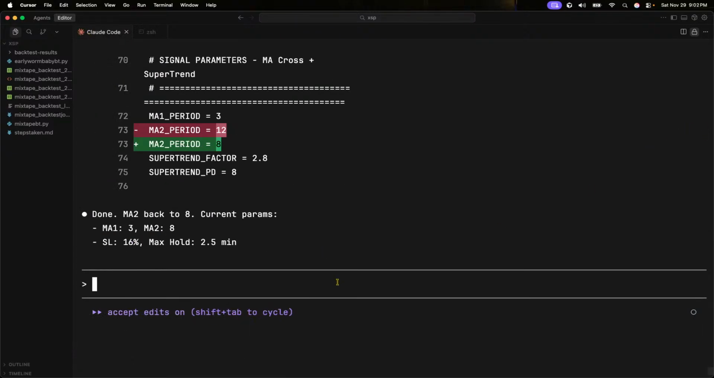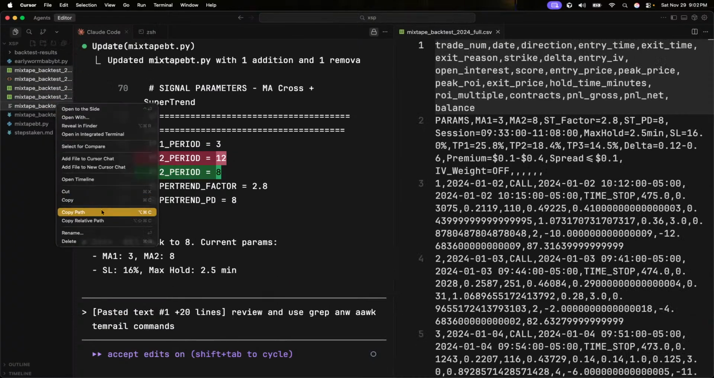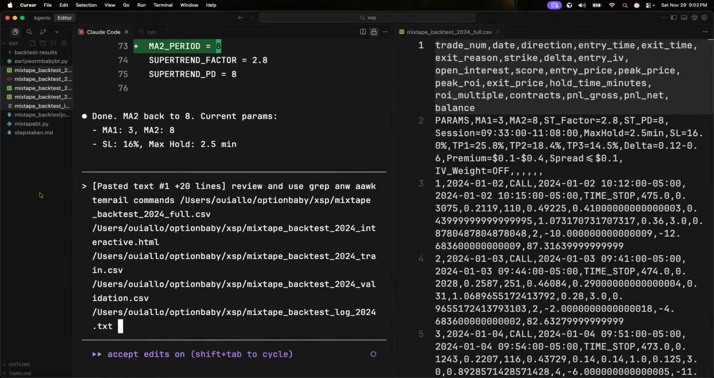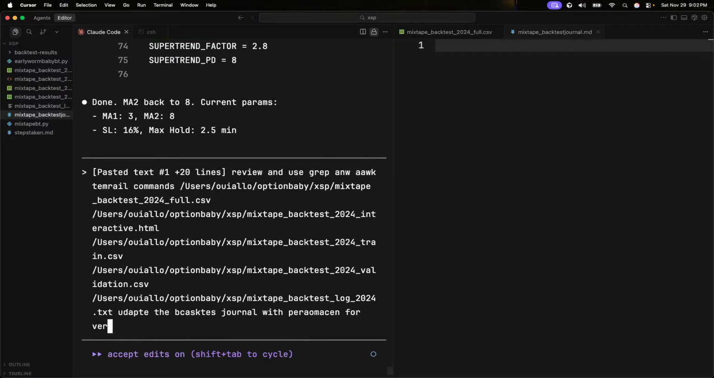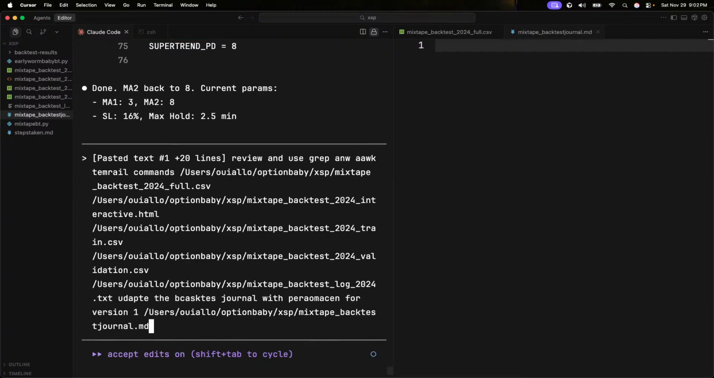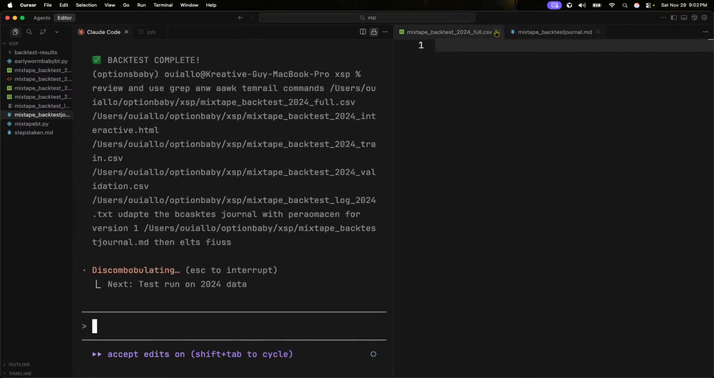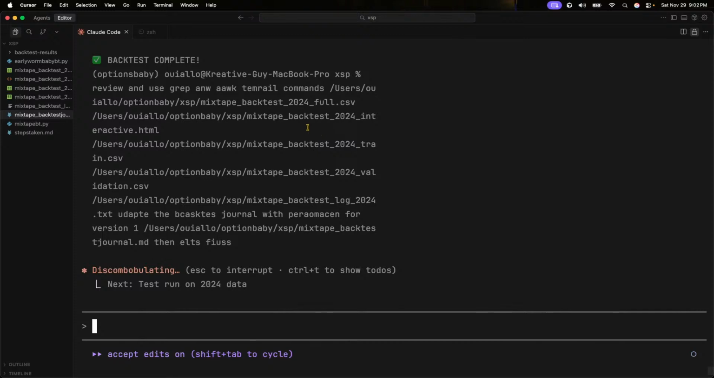All right. Review and use grep and awk terminal commands. Then update the backtest journal with performance for version 1. Then let's discuss. All right.